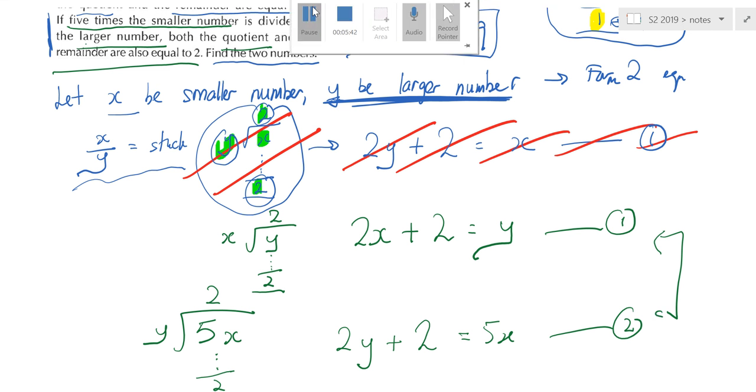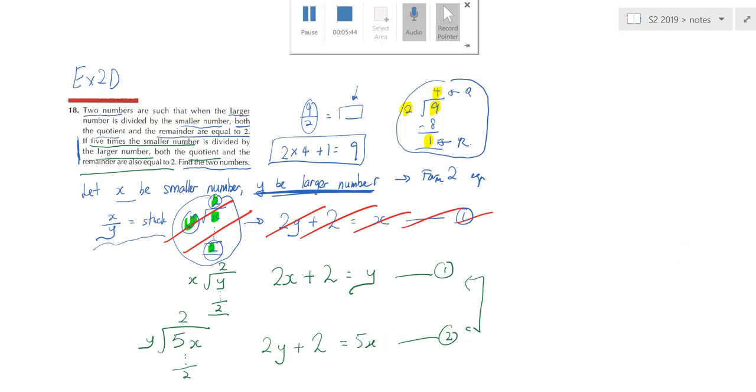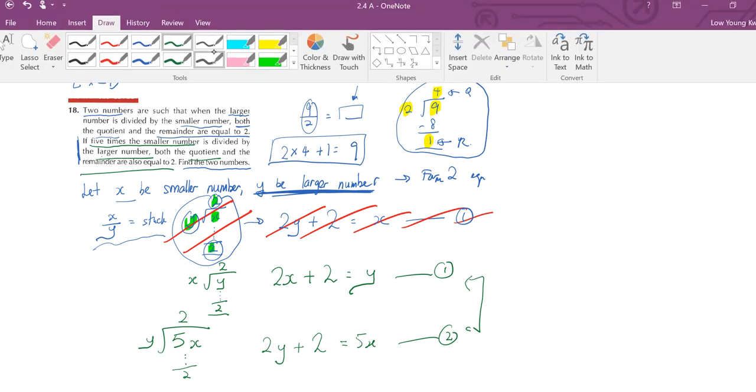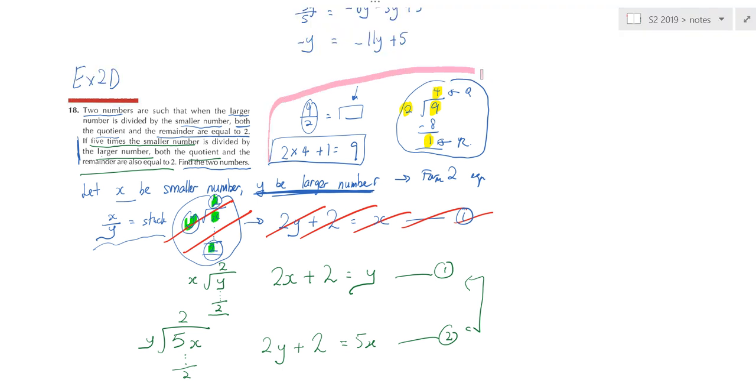I pause the video. You mean this? Yeah. So for this one, I like to use a number to try and come up with one example, because I realize that whatever I write here, I'll be stuck. So I use a number to help me.